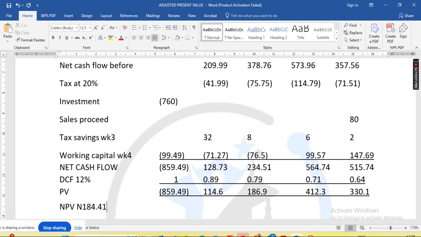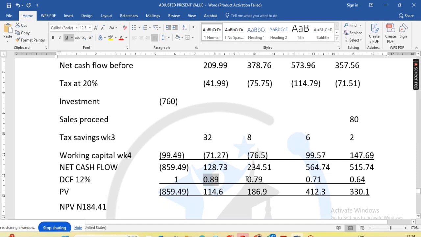184.41. 184,400. Now, let me quickly make something clear here. When you want to do your DCF, please pay attention to this. When you want to do your DCF, always make it three decimal places. Let it be three decimal.